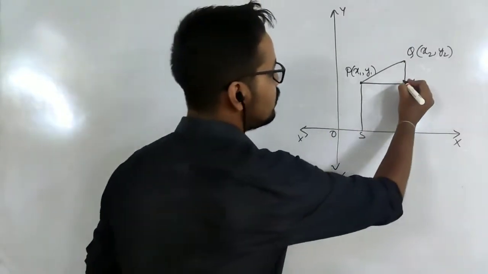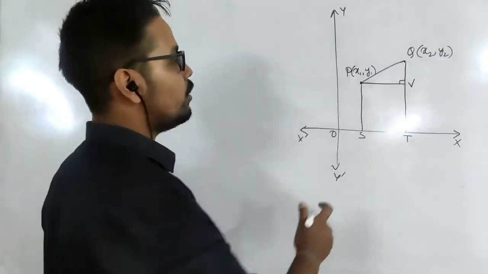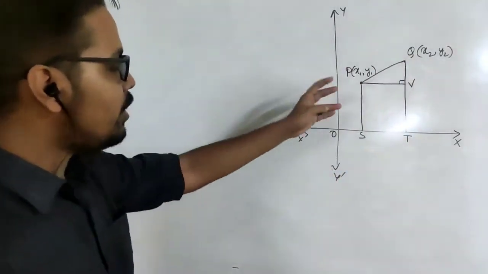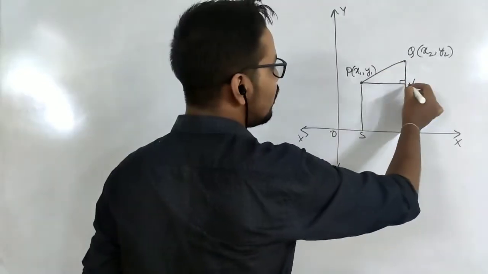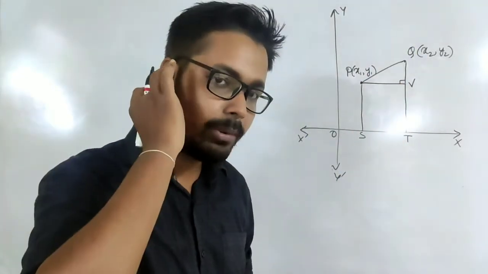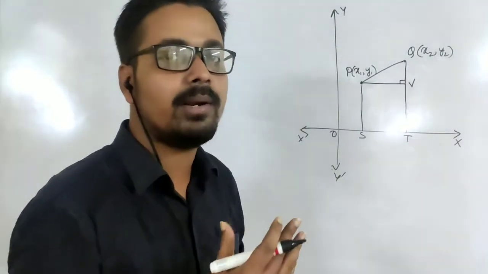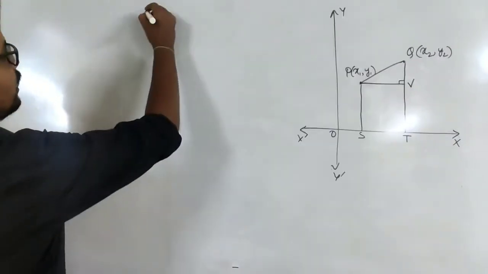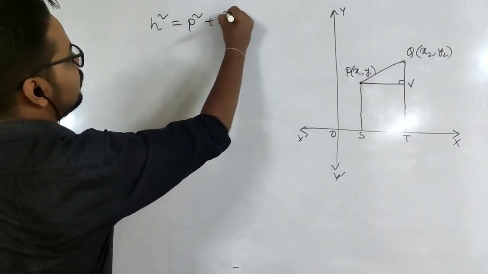Okay, this is also a perpendicular, and that is my construction. Now I want to find PQ. Since this is a right angle triangle, we can apply Pythagoras theorem, and we all know about Pythagoras theorem. Hypotenuse squared is equal to perpendicular square plus base square. So here hypotenuse square equal to perpendicular square plus base square.